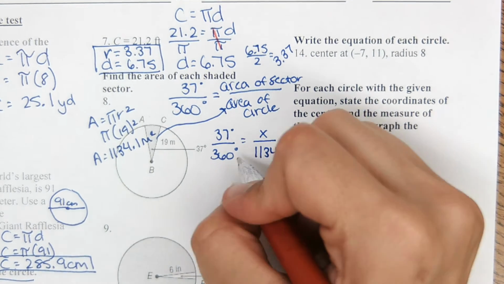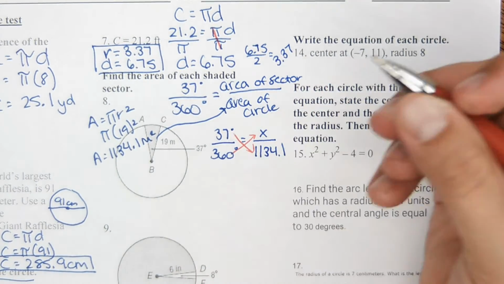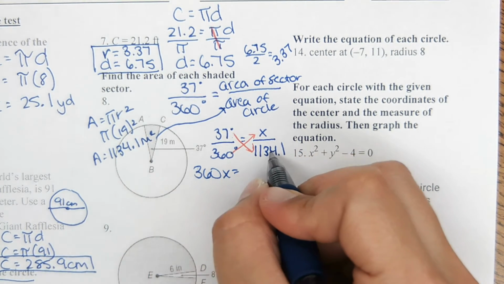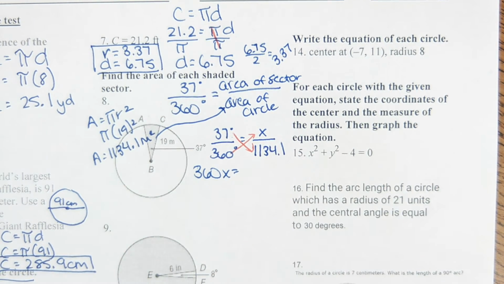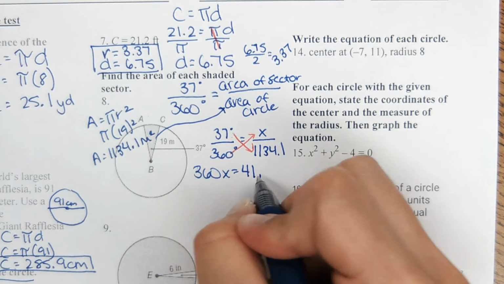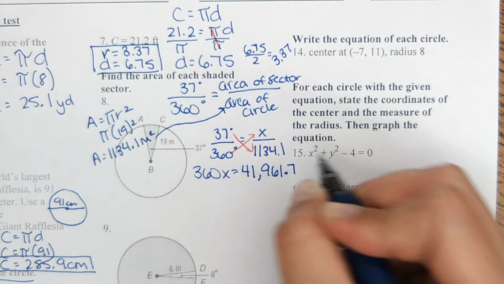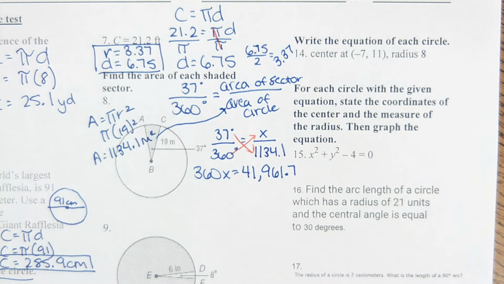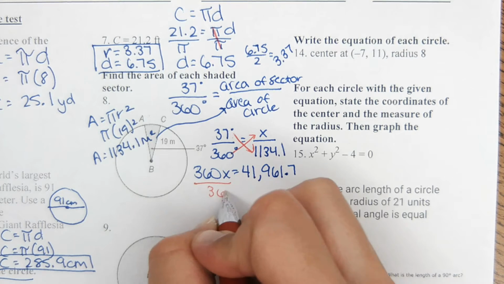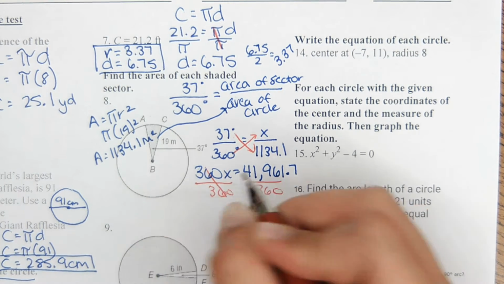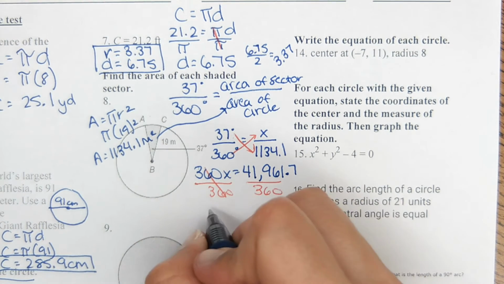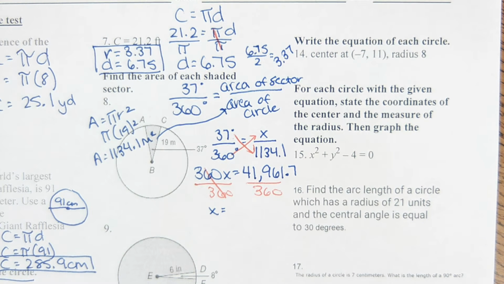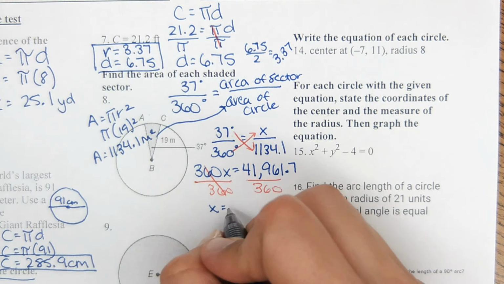Then from here, cross multiply this times this. 37 times 1,134 is 41,961.7. Solve for x, and x equals 116.56.